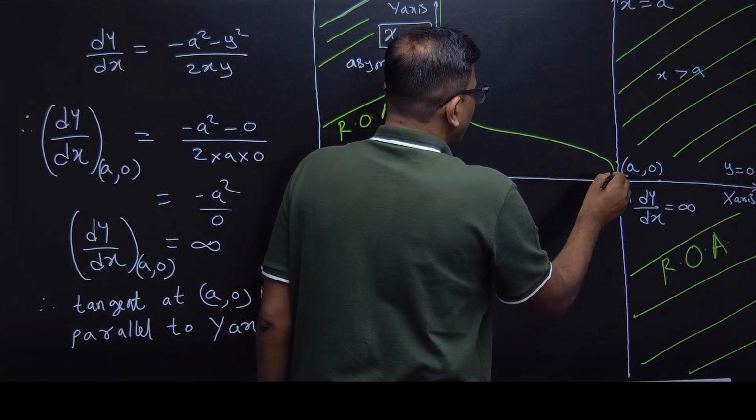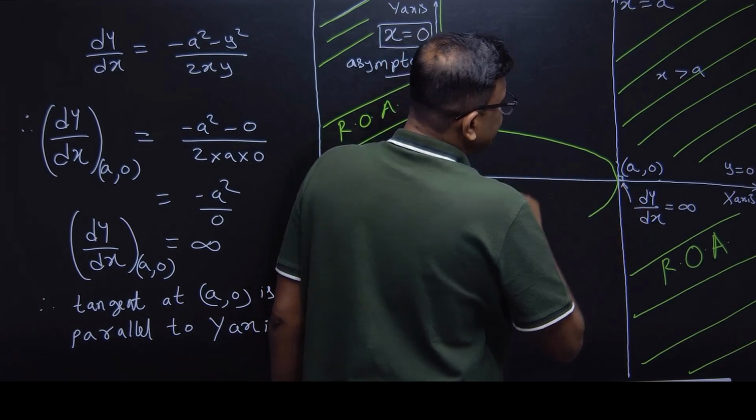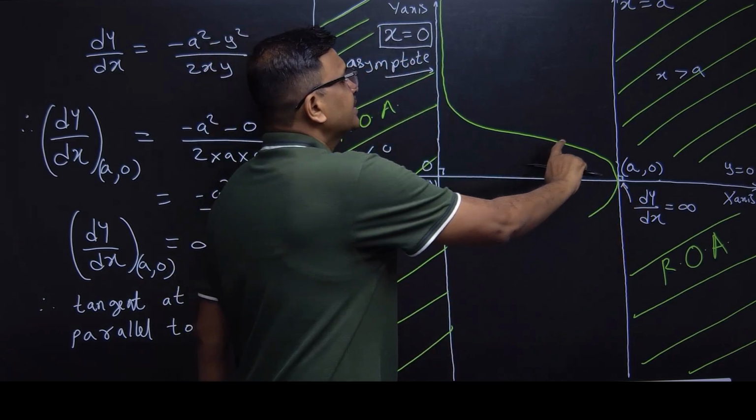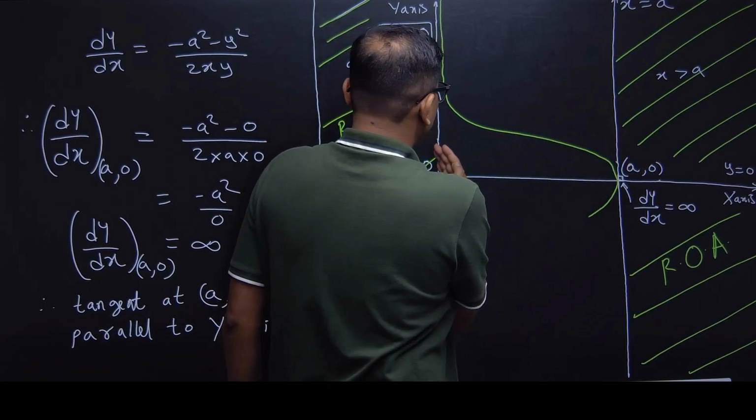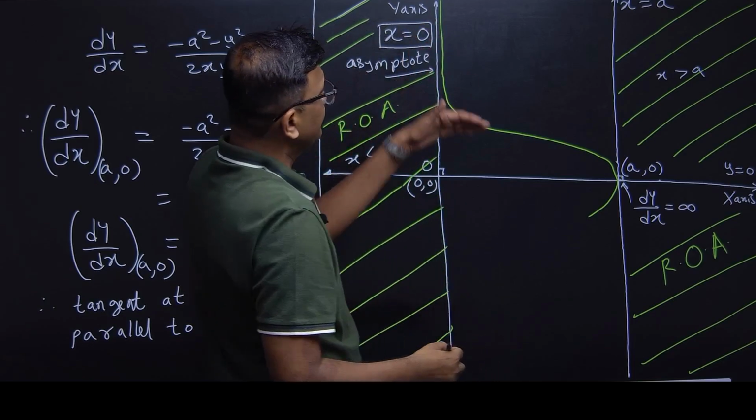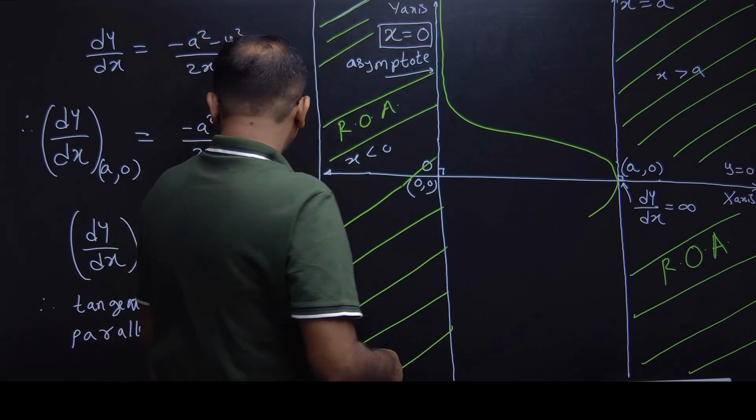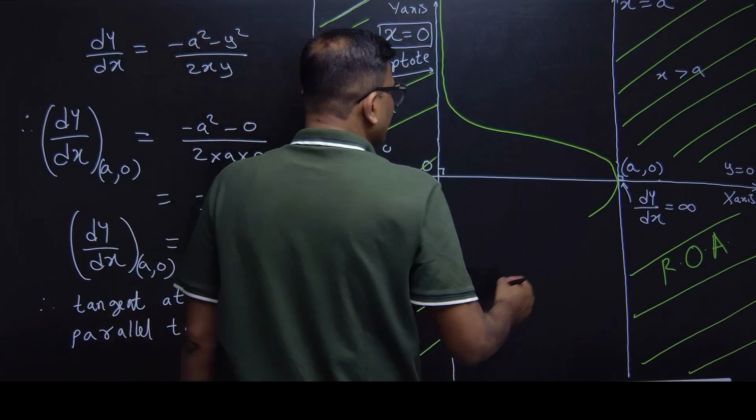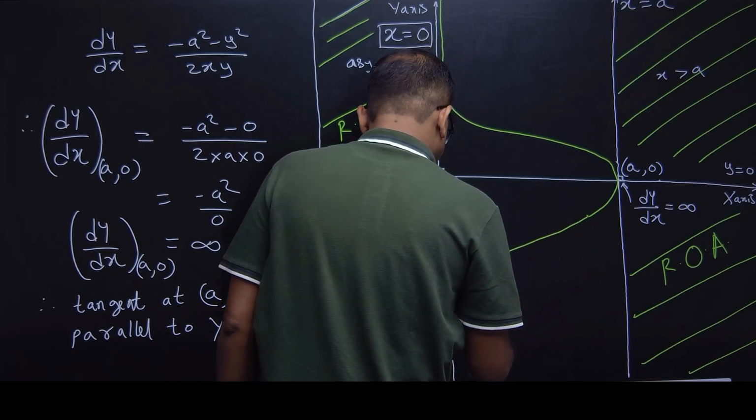The curve is going to pass through the point a comma 0 in such a way that here dy by dx is infinity. That means the curve takes a turn in such a way that tangent at that point is parallel to the y-axis. And we know that the curve is symmetric about x-axis. So whatever is the nature of the curve above x-axis, same will be nature of the curve below x-axis. We are drawing approximate curve. We are not measuring any distance.